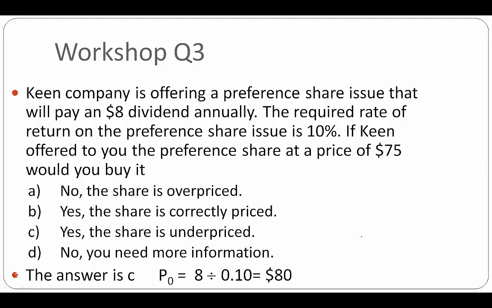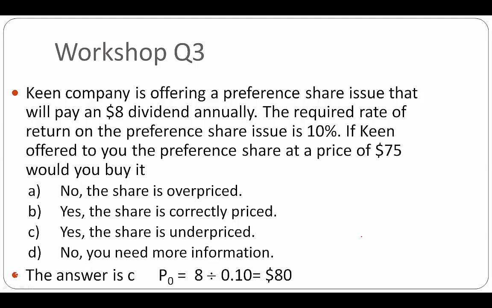Look, the answer's down the bottom there, but just think about this logically. If $8 is the dividend that's being paid, how much would you pay for $8 to be 10% of it? You'd pay $80, right? If you paid $80 for this preference share, getting that $8 dividend year in, year out would give you a 10% return. Now, if you pay less, the return's going to be bigger compared to what you put in.